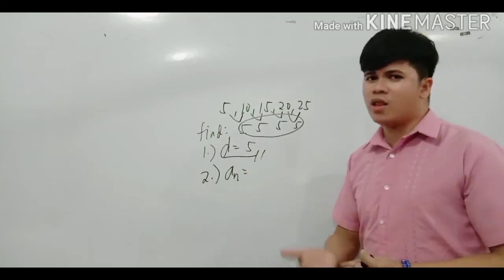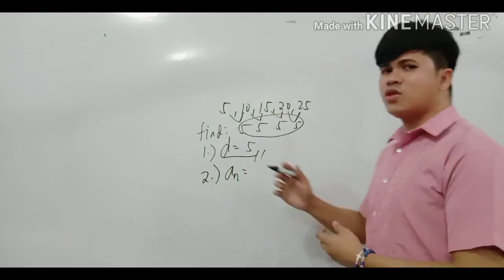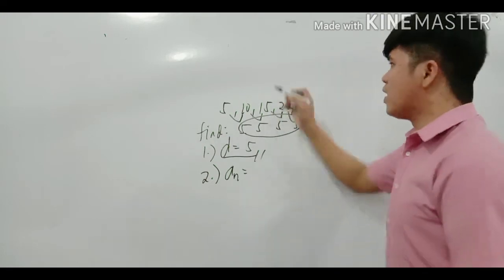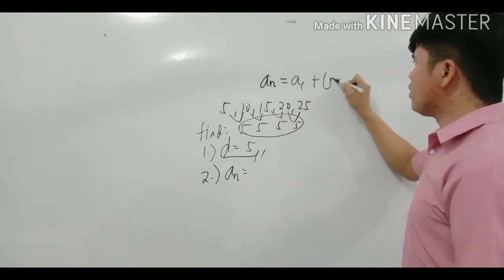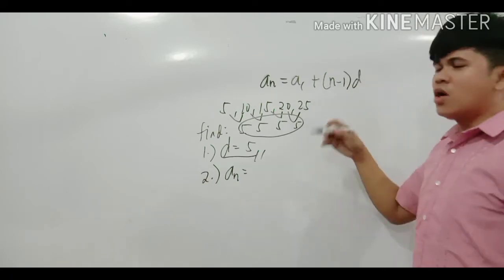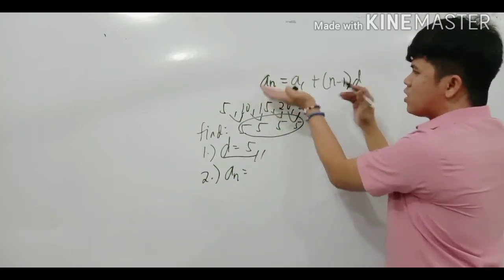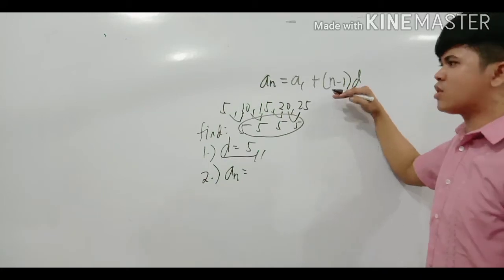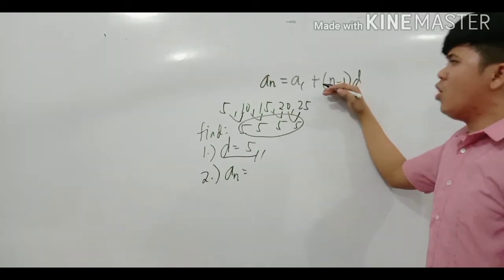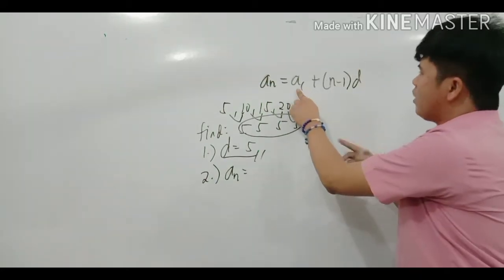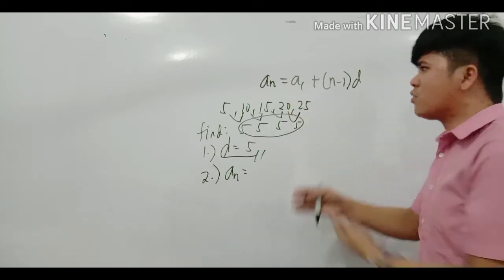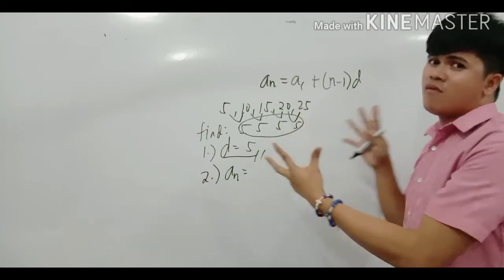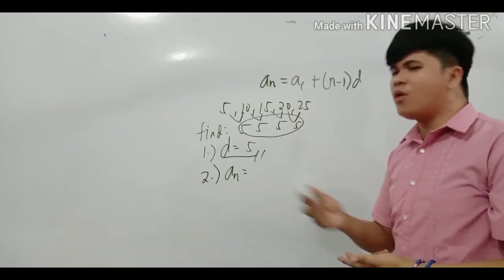Now, how about the general formula? If you remember a while ago, the general formula is given as a sub n is equal to a sub 1 plus the quantity of n minus 1 times d. So we have to follow this rule because this is the general formula of an arithmetic sequence. All we have to do is find the value of a sub 1 and the common difference. Then we simply substitute those values to these variables. Then we evaluate, and we have the formula.